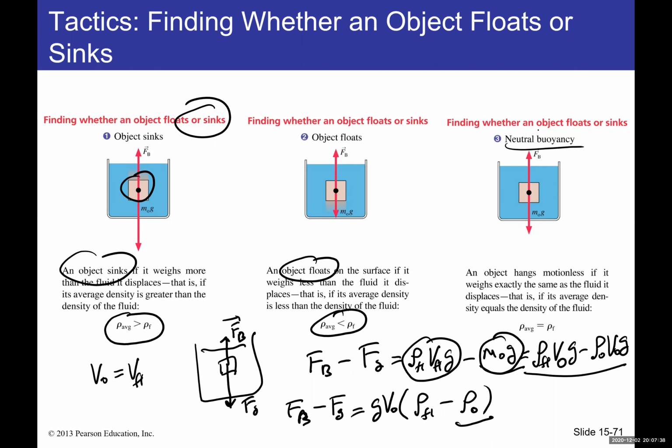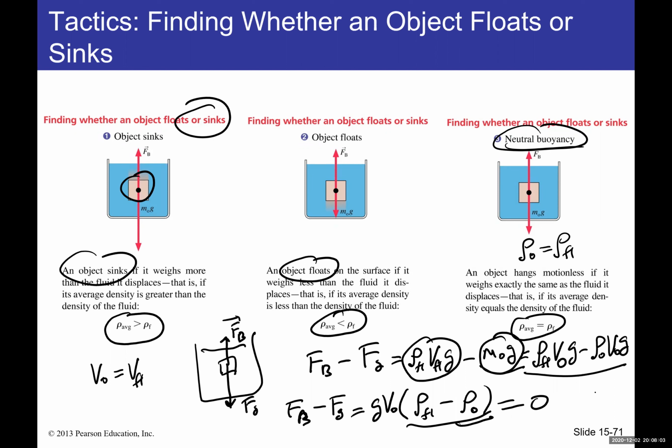In order for the object to have neutral buoyancy, the density of the object should be equal to the density of the fluid. Again, it's average, but then you're going to have neutral buoyancy. That means if they're equal, you get zero, which means there's no net force, not upward or downward, and the object is in static equilibrium, so hydrostatic equilibrium.